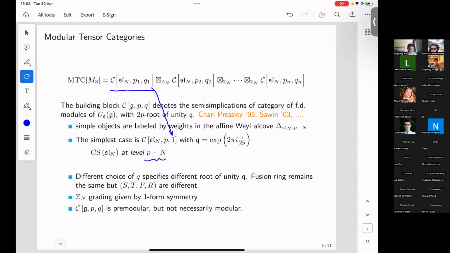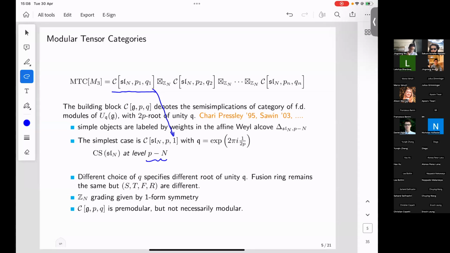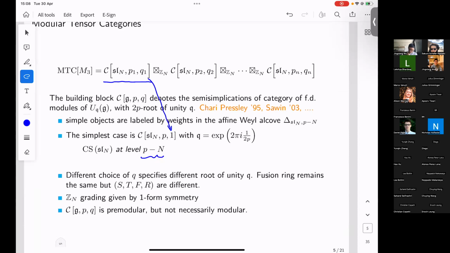Yeah. So this category is known to be pre-modular, but it's not necessarily modular. For example, for Q equals to 1, it coincided with Chen-Salmon's, which is modular, but in general, it could be non-modular.